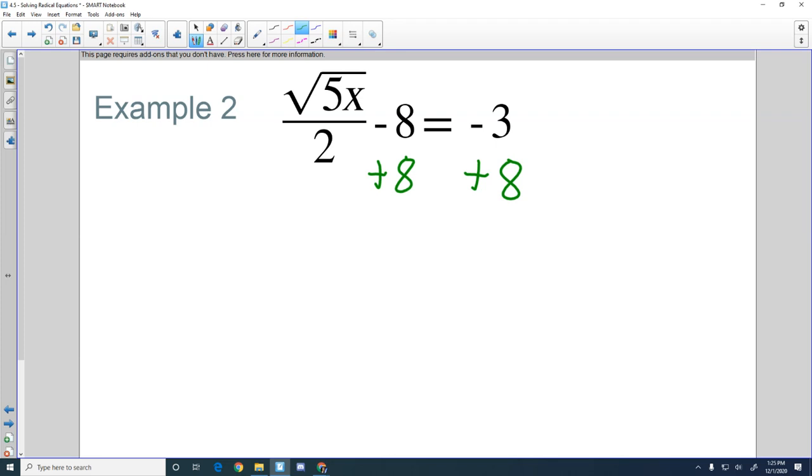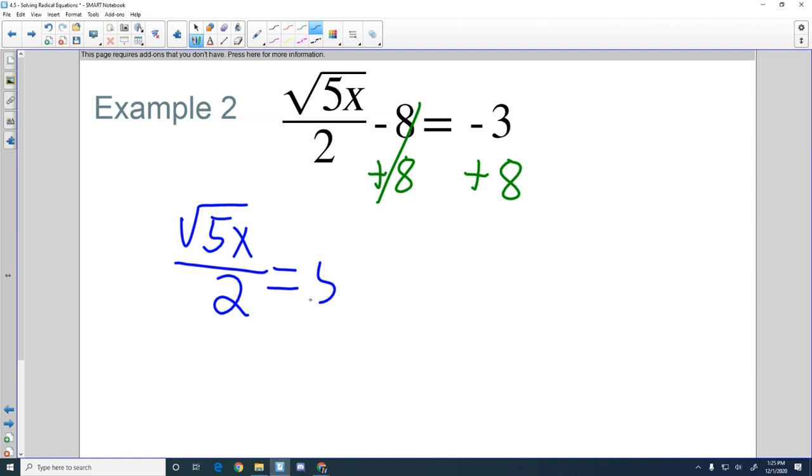So just try to keep in your mind add and subtract. Always look for the add and subtract first. Get rid of those things until you have a single term, a monomial. Then start working on getting rid of multiplying and dividing. So at this point, we then have the square root of 5x divided by 2 equals 5, because negative 3 plus 8 is 5.